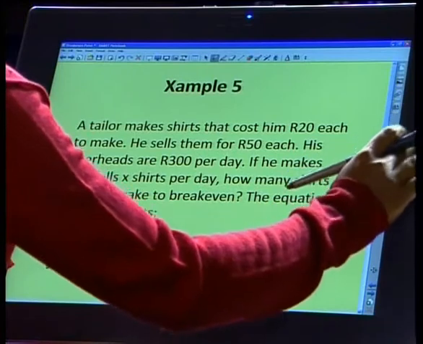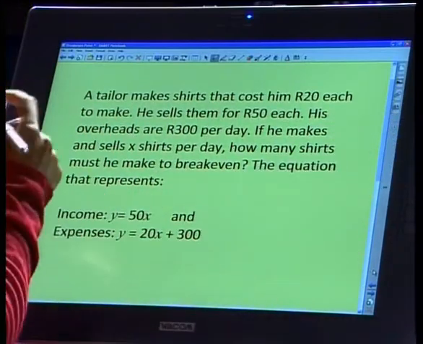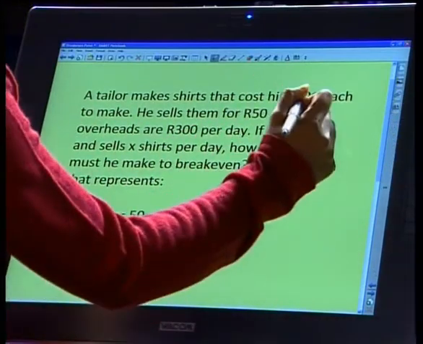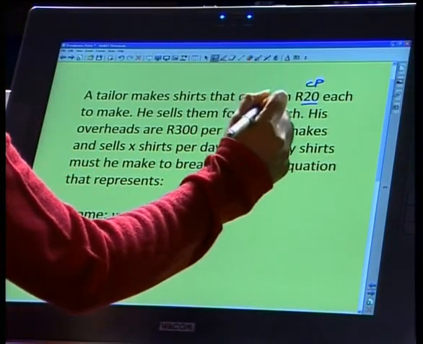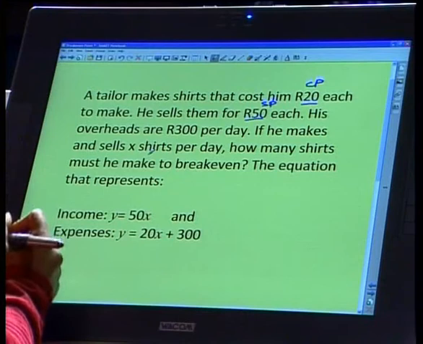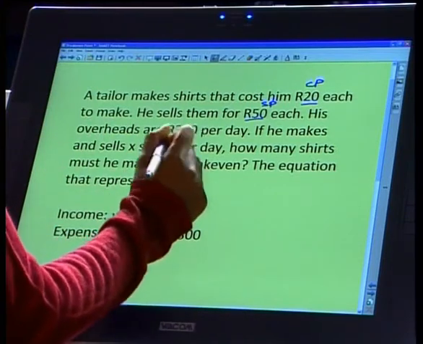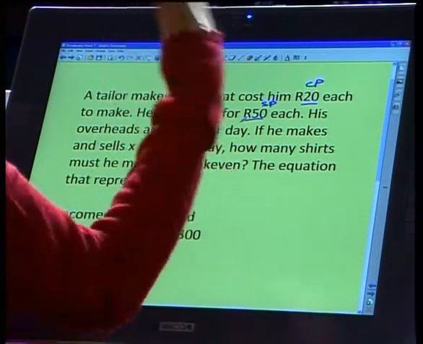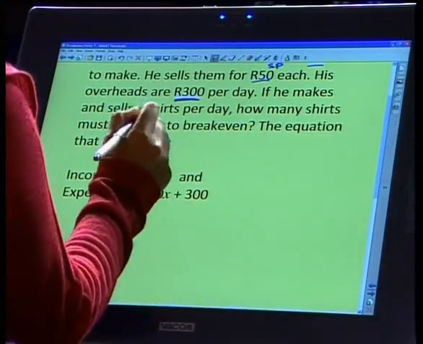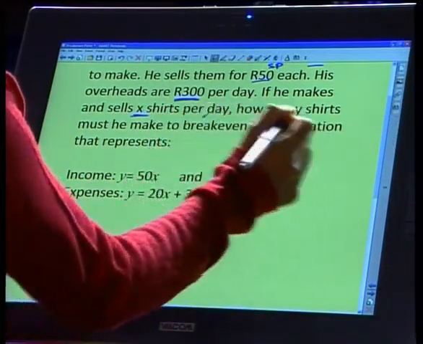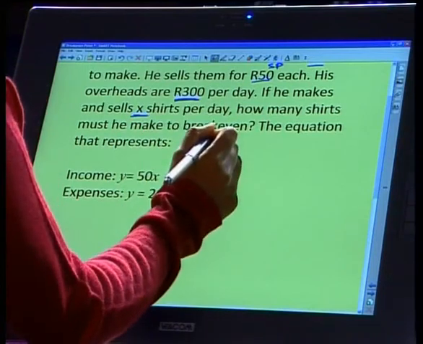Guys, we're now going to look at another example involving break-even points. This is example 5. A tailor makes shirts that cost him 20 Rand each to make, so that is the cost price. He sells them for 50 Rand each, that's the selling price, and his overheads are 300 Rand, overheads being all the fixed costs. If he makes and sells x shirts per day, how many shirts must he make to break even?